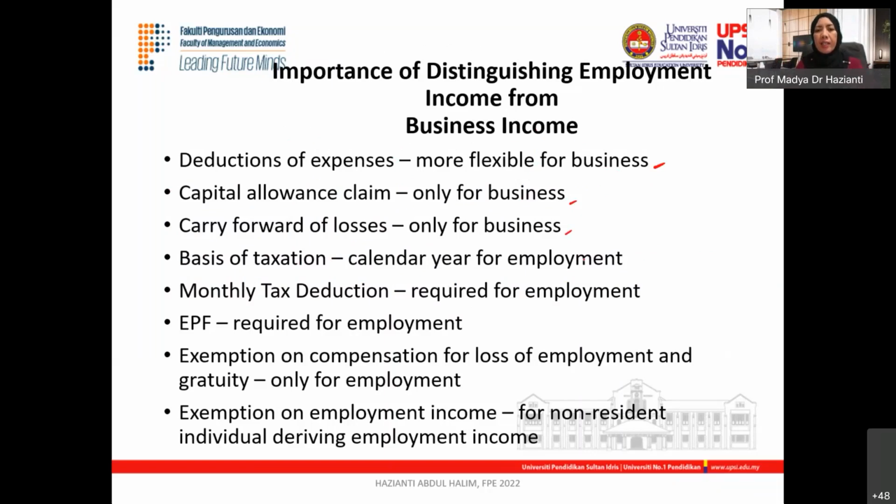Basis of taxation, calendar year for employment. For employment there is monthly tax deduction. So for a salaried individual, you can pay your tax monthly, deducted from salary. EPF is required for employment. Okay, for business it is not required. Exemption on compensation for loss of employment and gratuity is only for employment. We will look at that later. And exemption on employment income for a non-resident individual deriving employment income.